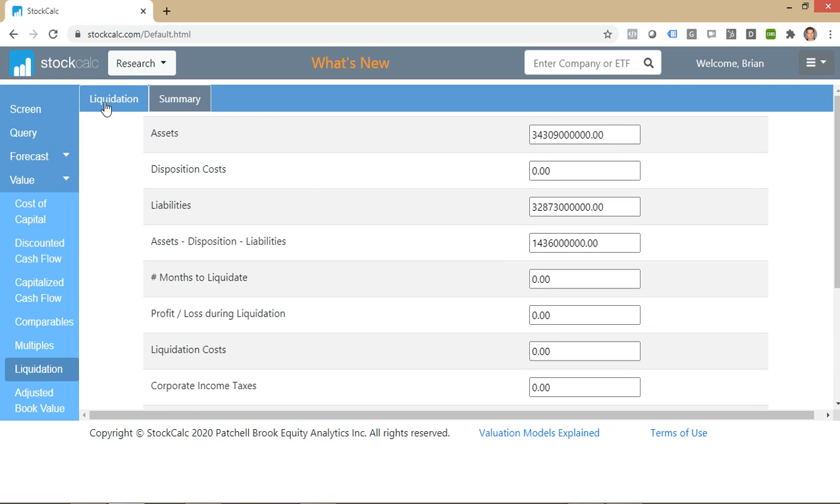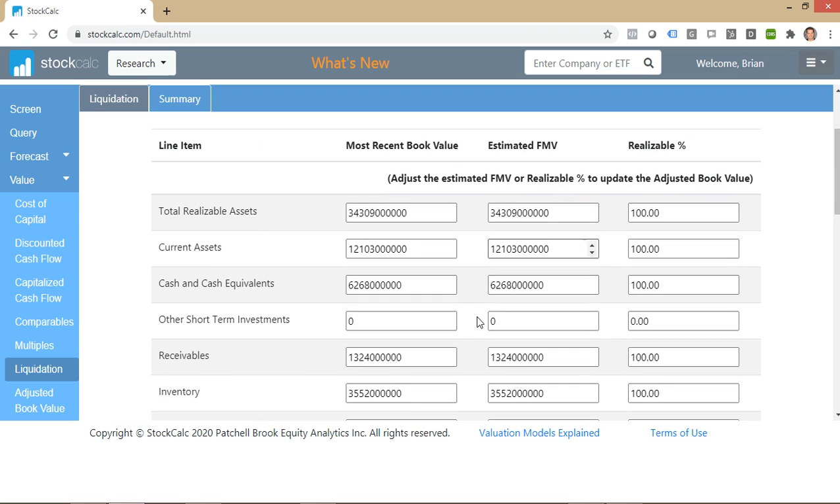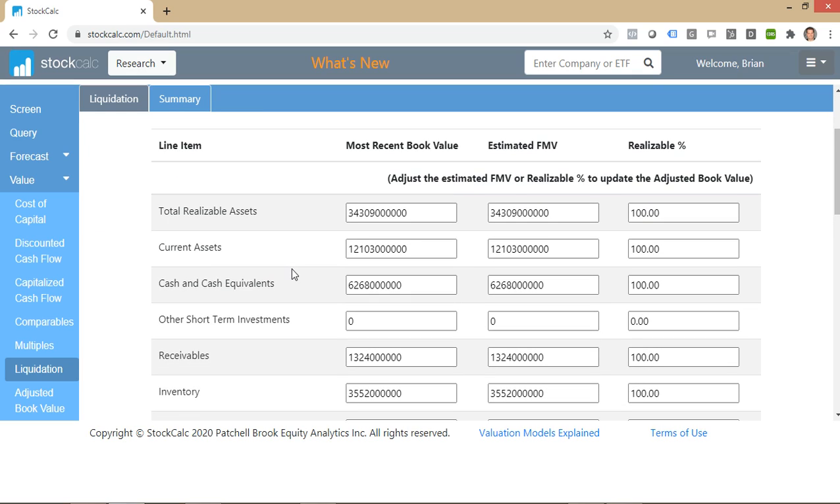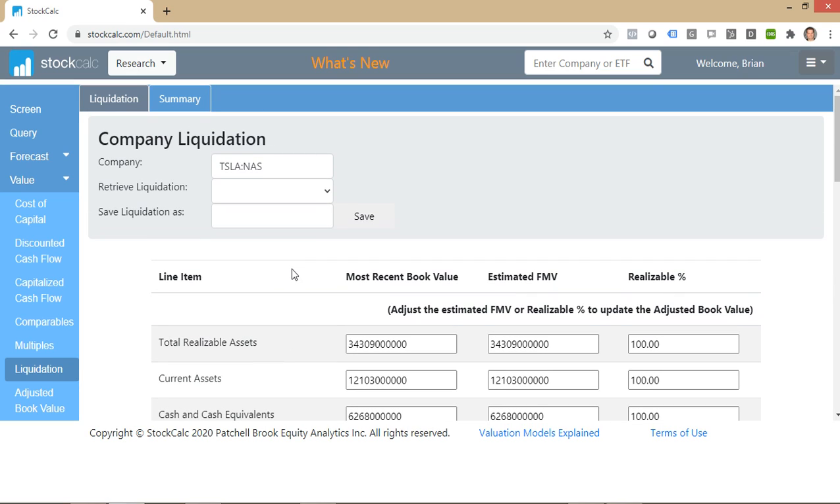As I said, you can go through the balance sheet and you can make the adjustments that you think compared to the balance sheet to come up with a fair market value calculation for each of those. This is probably very relevant for very small companies, companies that are at risk of bankruptcy. You can start to use this tool to try and understand what might be left for common shareholders if we go through that process. So that's the liquidation tool on the StockCalc website.